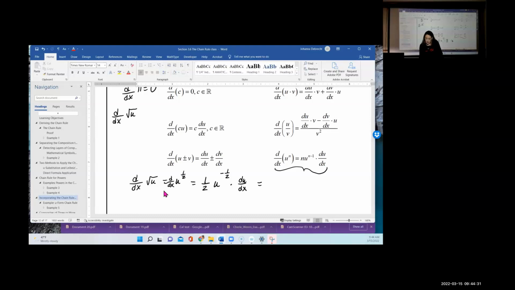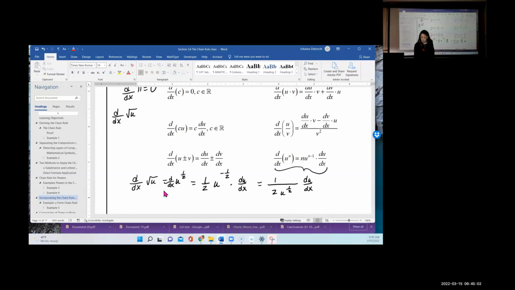Now, to rewrite it in a better form, notice that we have a negative exponent, and the negative exponent will send just that factor to the denominator. So it doesn't affect the 1/2, and it doesn't affect the du dx, but it sends the u to the 1/2 to the denominator. And now the power on it is a positive 1/2 because we moved positions. It's still being multiplied by du dx.